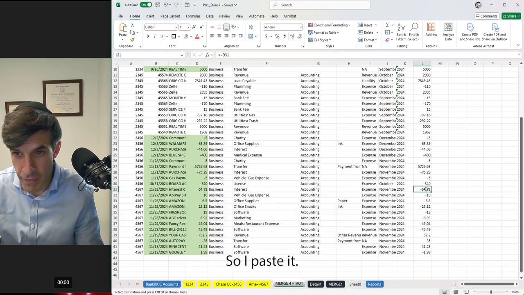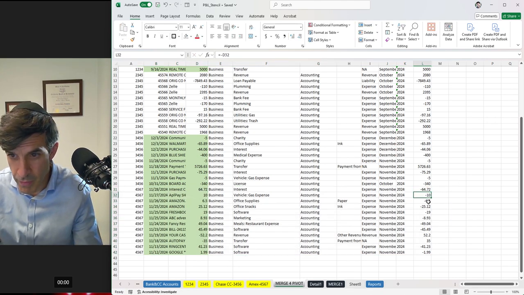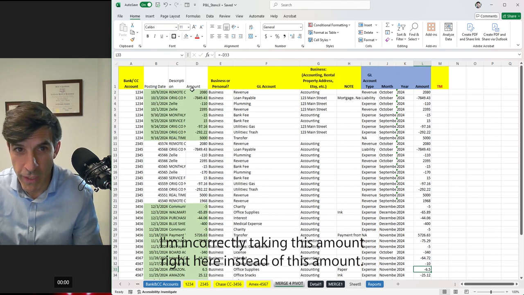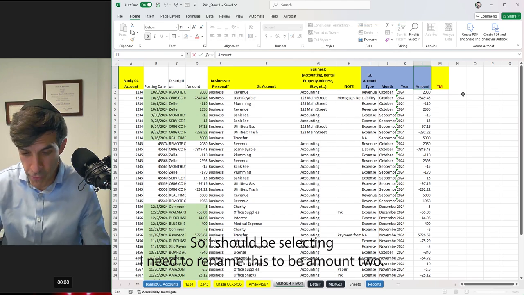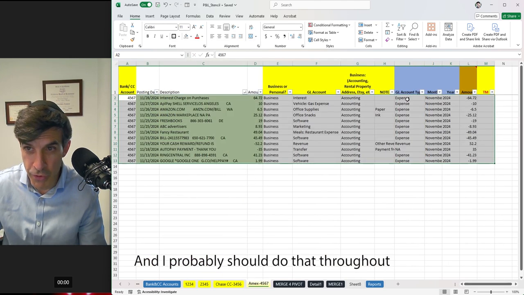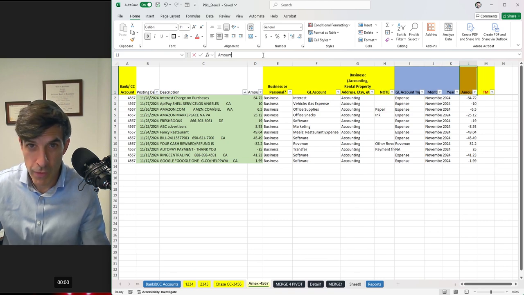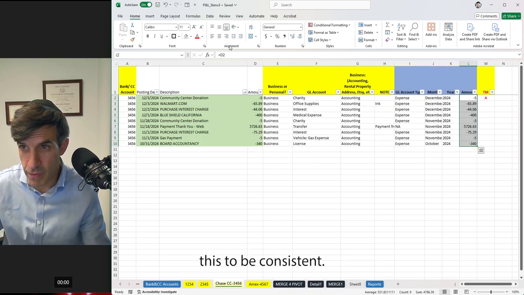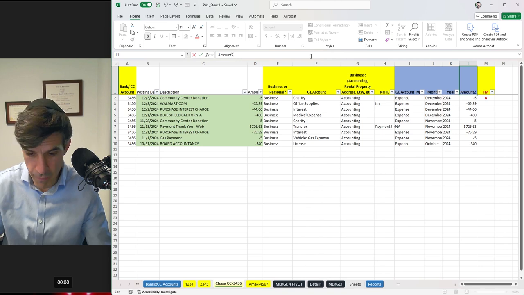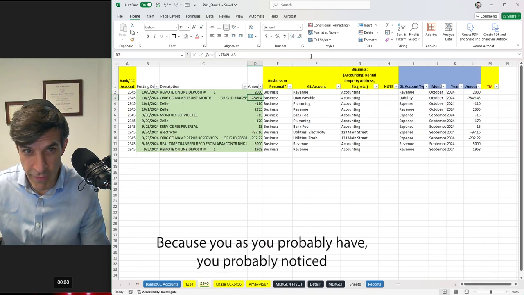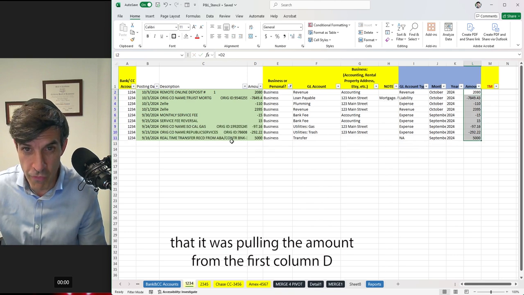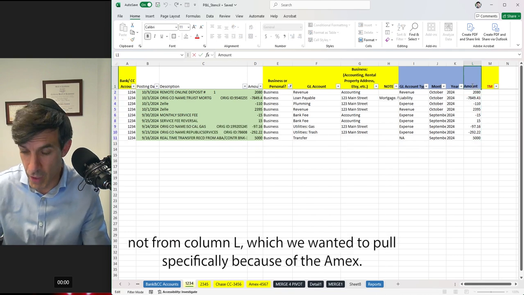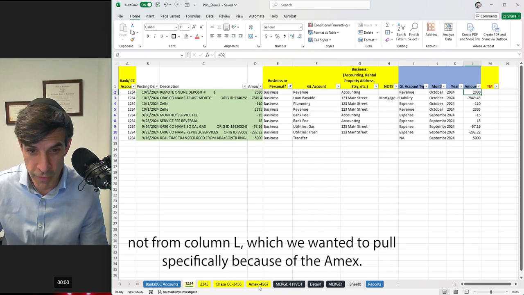So I paste it. I see. So what I'm doing, I'm incorrectly taking this amount right here instead of this amount. So I should be selecting, I need to rename this to be amount 2, and I probably should do that throughout, just to be consistent, because as you probably noticed, it was pulling the amount from the first column D, not from column L, which we want it to pull specifically because of the Amex.